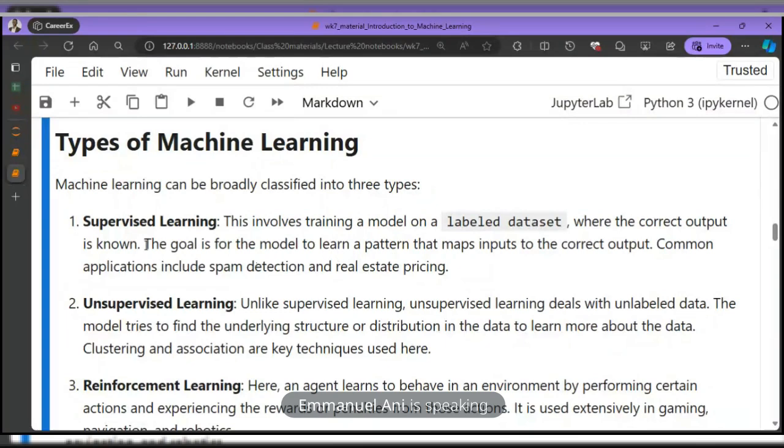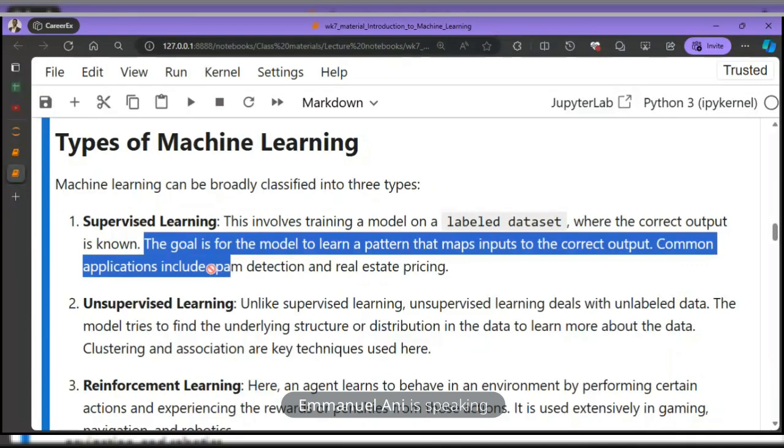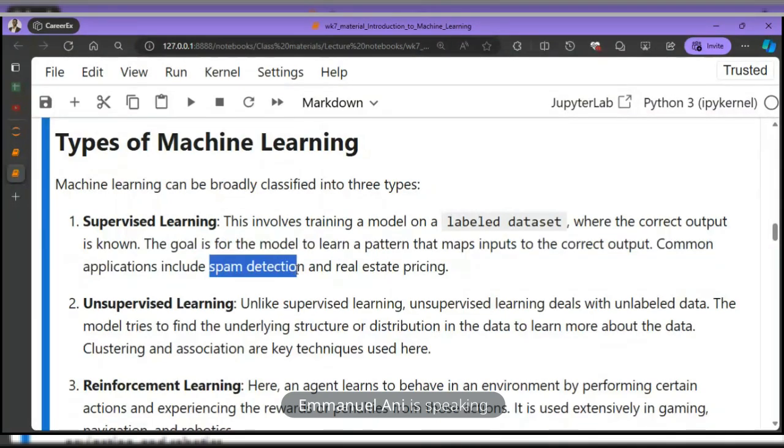So the goal for supervised learning is to learn a pattern that maps inputs to the correct outputs. Common applications include spam detection. Spam detection is what is being done most of the time in your Gmail. If you go to your spam folder in your Gmail, you see a lot of spam email there. That thing is machine learning. Machine learning is what is actually sending those emails to spam, because it has been trained to learn the difference between a spam email and an email that is not spam.